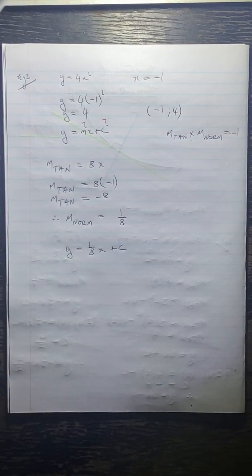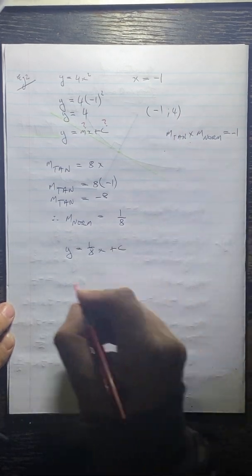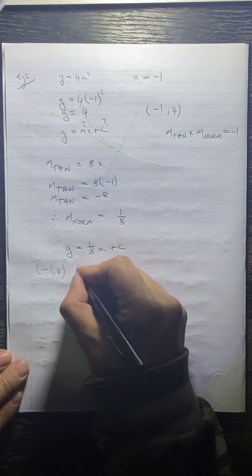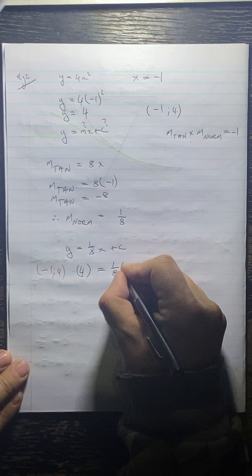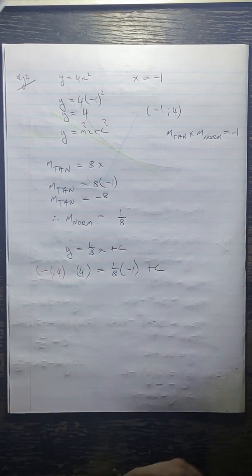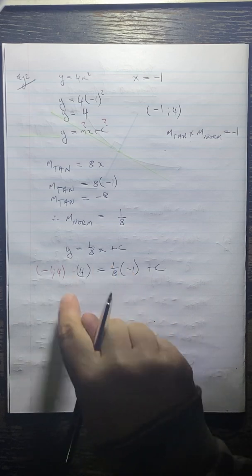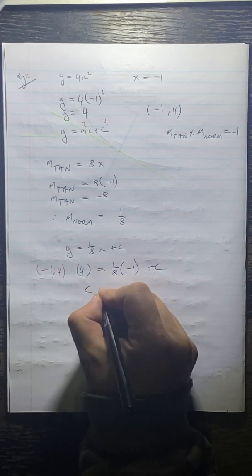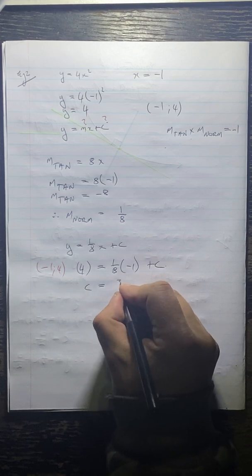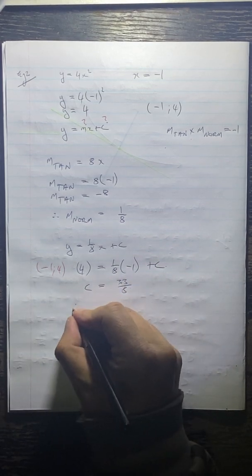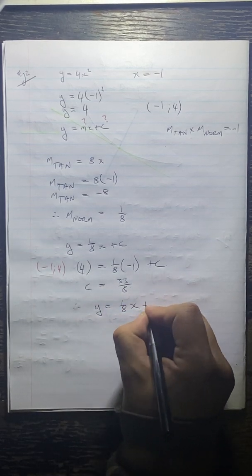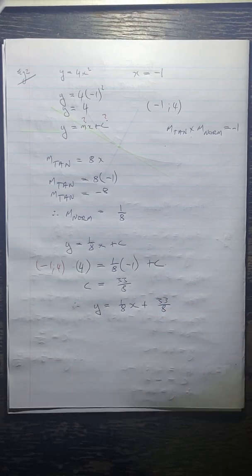Now we need to find that c value, and all I do for that is I substitute this point in, so minus 1, 4, and we get 4 is equal to 1 over 8 times minus 1 plus c. So that'll give us minus 1 over 8, take it to the other side, and we get 4 plus 1 over 8. And that gives us 33 over 8. So we get c is equal to 33 over 8. Therefore, the equation of this normal will be y is equal to 1 over 8 x plus 33 over 8.